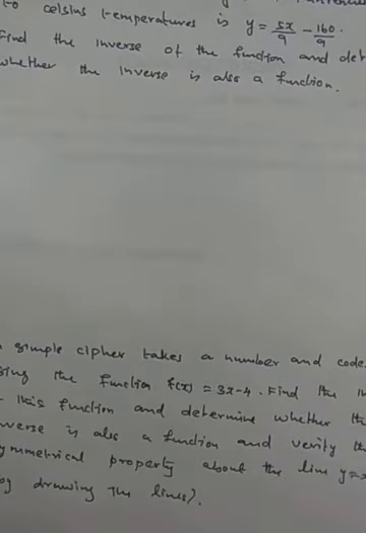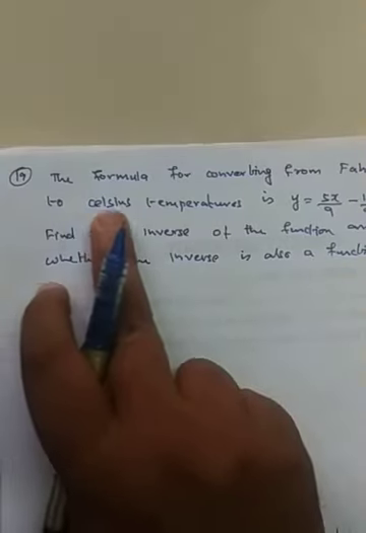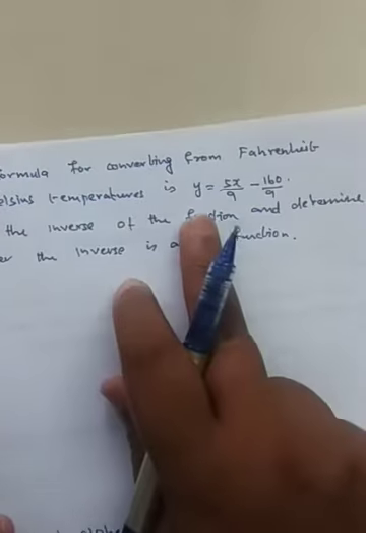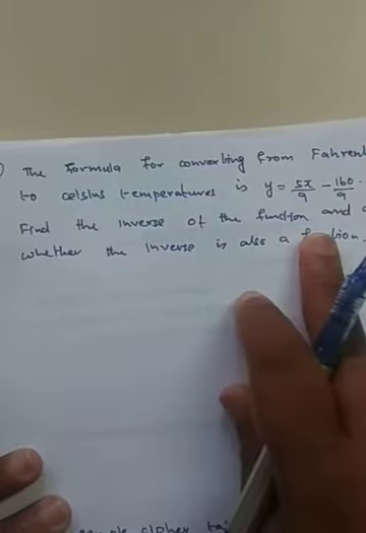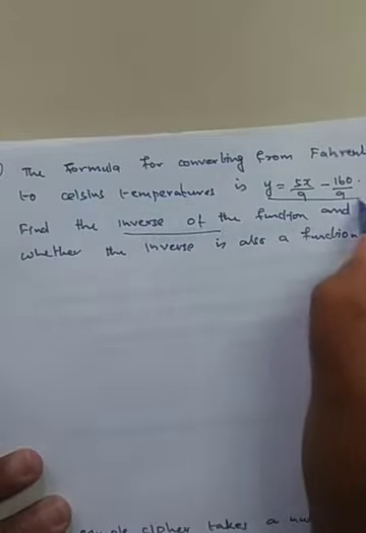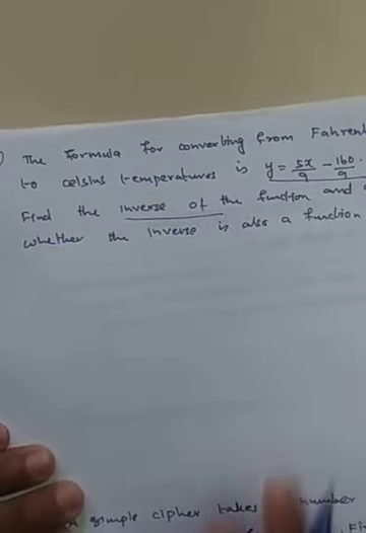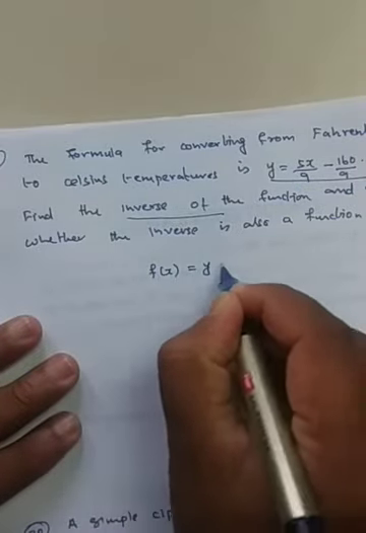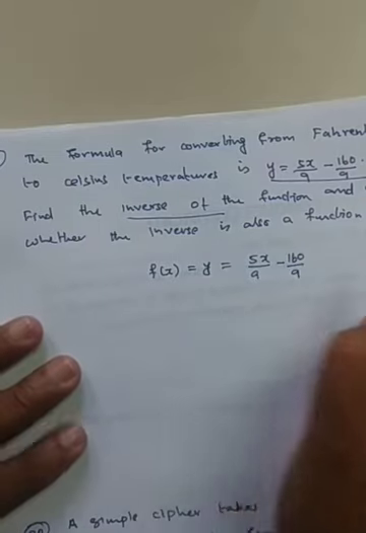So next one. Next question. It's simple only. You can see here the formula for converting from Fahrenheit to Celsius. The Celsius temperature is given by y equals 5x by 9 minus 160 by 9. Then find the inverse of the function. What are they asking? Find the inverse function. Determine whether the inverse is also a function or not. So what is the function here? f of x only, we are saying it's y. So y is 5x by 9 minus 160 by 9.